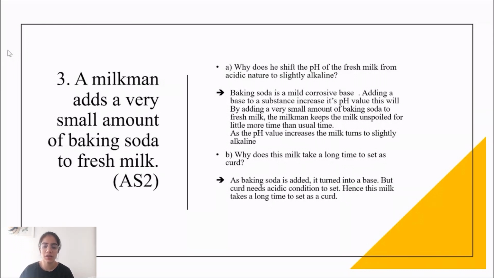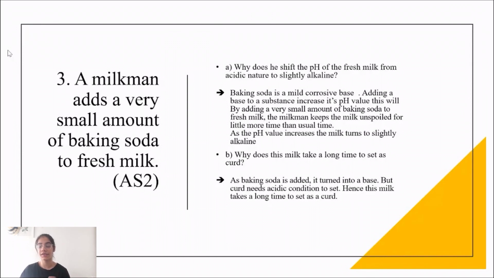A milkman adds a very small amount of baking soda to fresh milk. This is a statement that has been given to you, and two related questions have been asked. The first one is: why does he shift the pH of fresh milk from acidic nature to slightly alkaline? Usually, fresh milk that comes to your homes has some kind of alkali substance added to it. Why? So that milk doesn't get spoiled easily, because fresh milk can easily react with acidic characters and form curd. Usually bacteria can easily act on fresh milk and form lactic acid and eventually form curd.